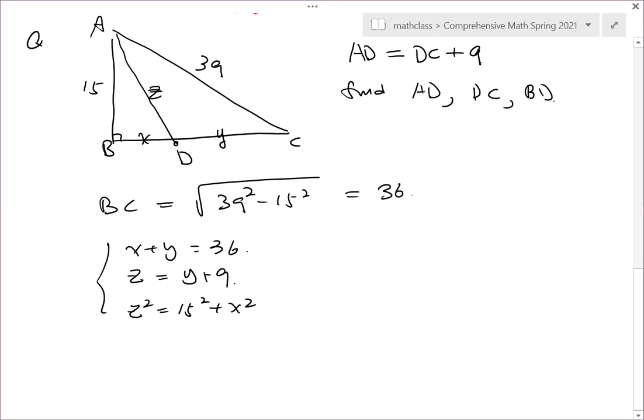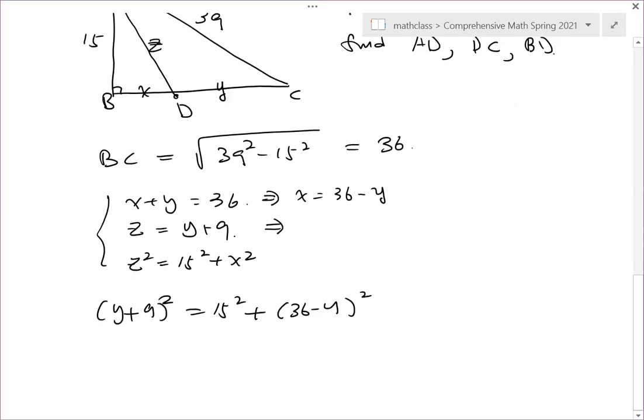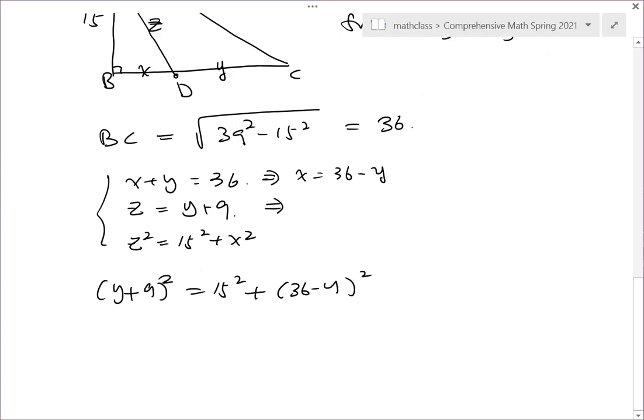So you look at the last equation, z squared equals 15 squared plus x squared. So if you can express z in terms of y, and x in terms of y, you can solve the problem, right? So x is going to be 36 minus y, right? And z is y plus 9. So you get y plus 9 squared equals 15 squared plus 36 minus y squared. So then you solve for y, right?